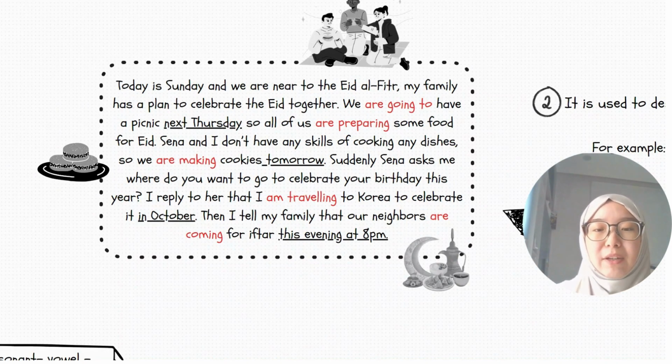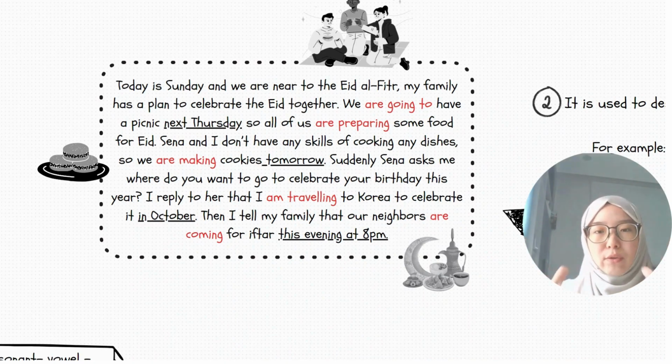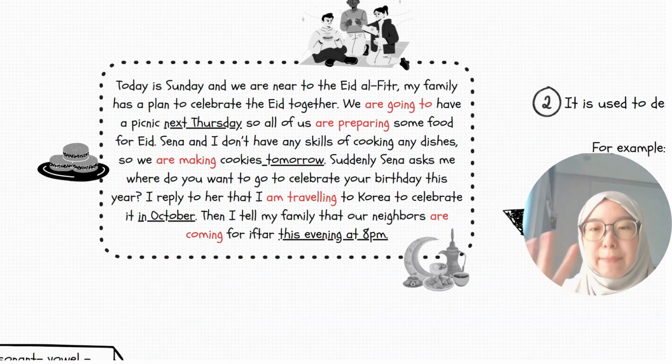Then I tell my family that our neighbors are coming for iftar this evening at 8 p.m. From this short story, we can know the picnic, preparing the food, making cookies, traveling to Korea, coming for iftar. Those actions or arrangements have already been made, and definitely are going to happen in the future.